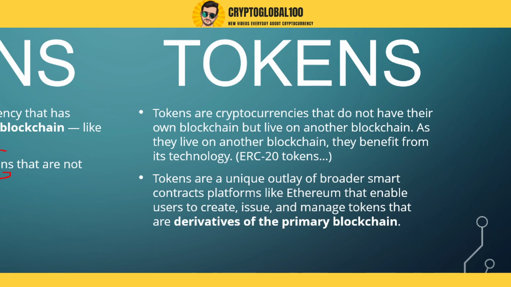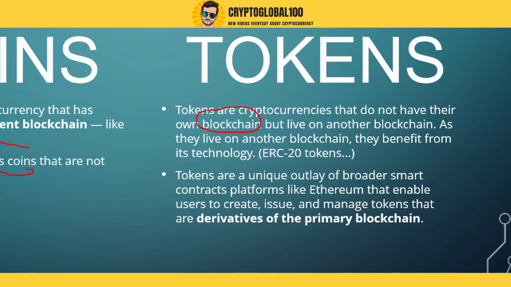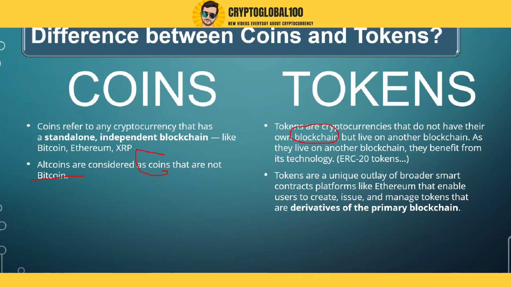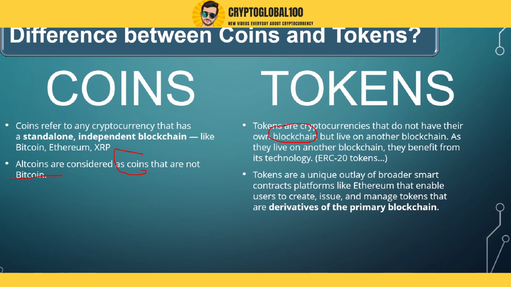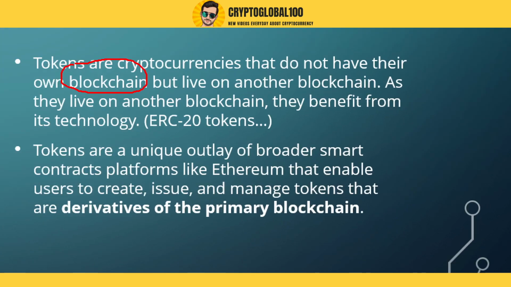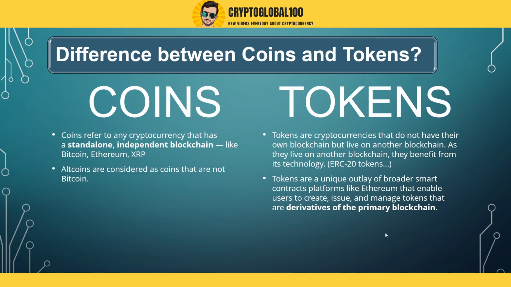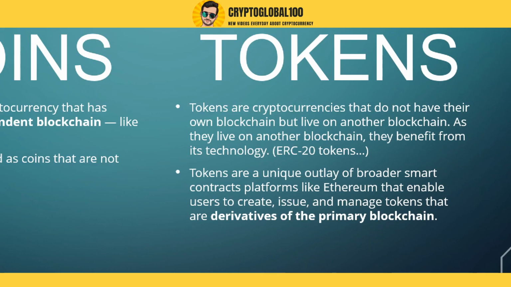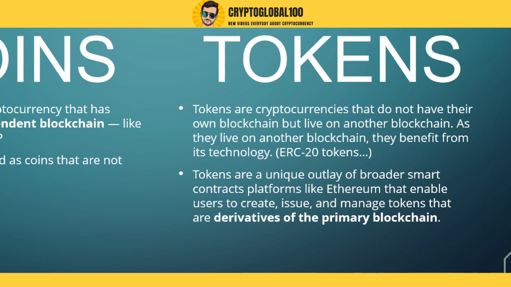Now what are tokens? Tokens are cryptocurrencies that do not have their own blockchain. You got the idea? For example, Bitcoin is not a token, Ethereum is not a token, XRP is not a token, Cardano is not a token. Basically, tokens are built on and live on other blockchains.